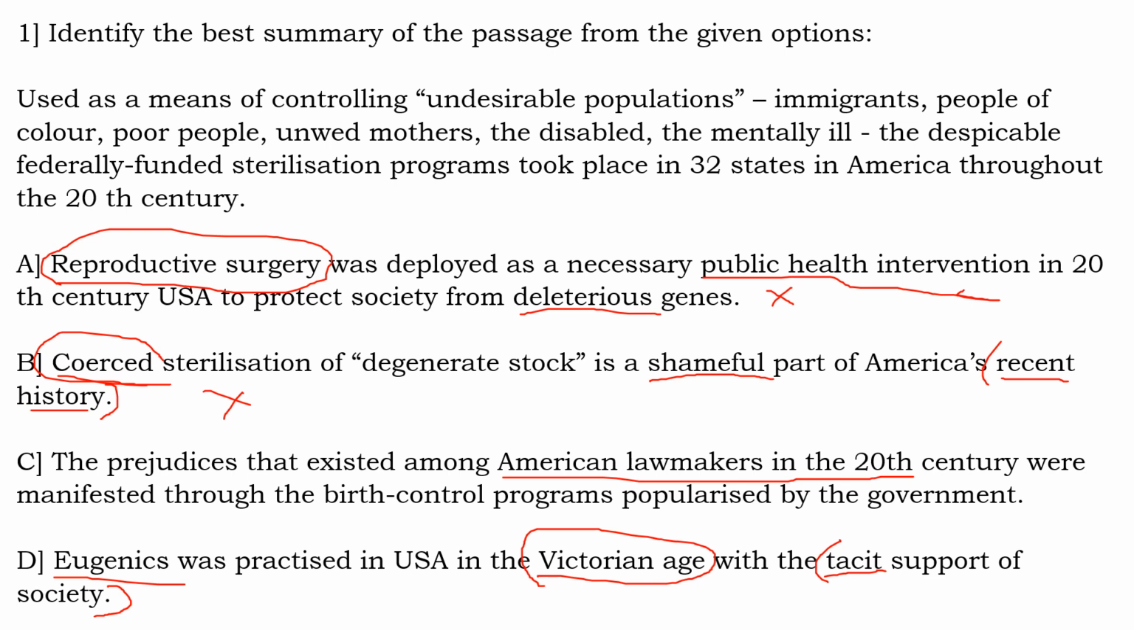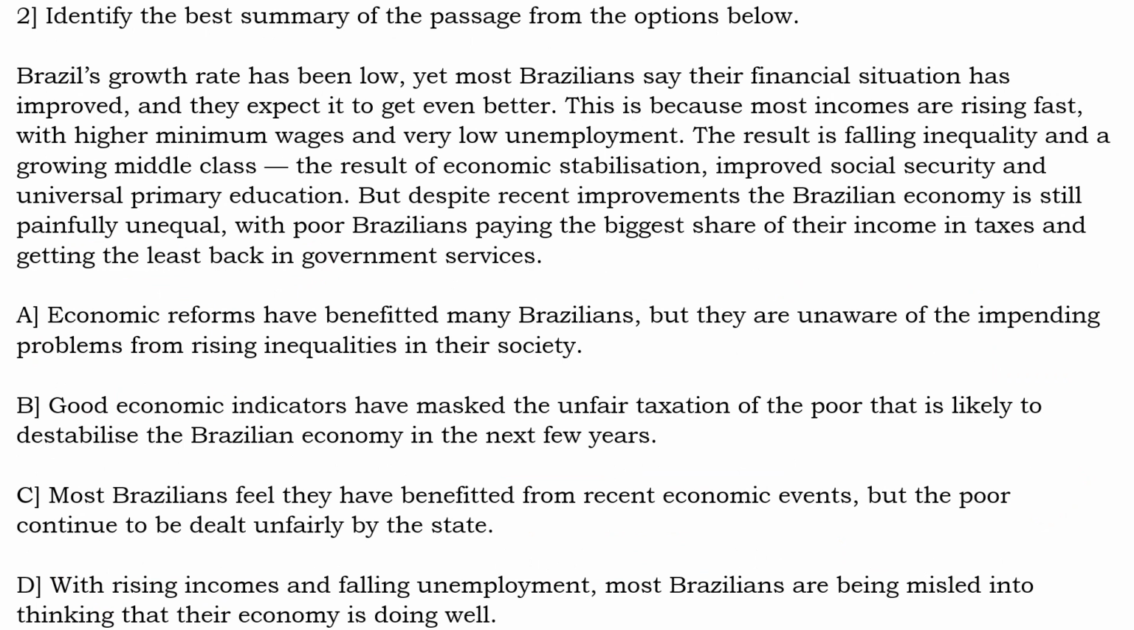And the tacit support of the society, again not correct. Eugenics was practiced in USA, this part only is correct. So this is why this is also a contradiction. So not your answer. So from this we can see that all the other options we are removing. So the only correct answer is option C. So option C should be the correct summary of the passage. All right, now we will go to the second one.